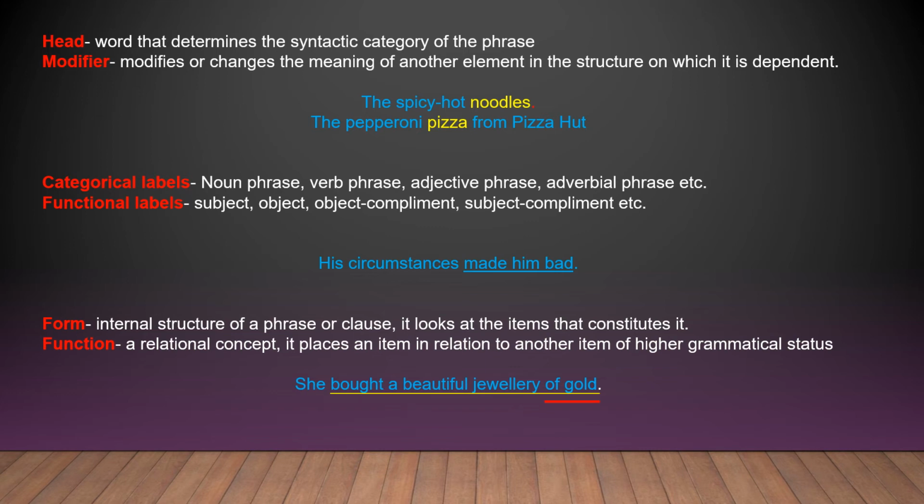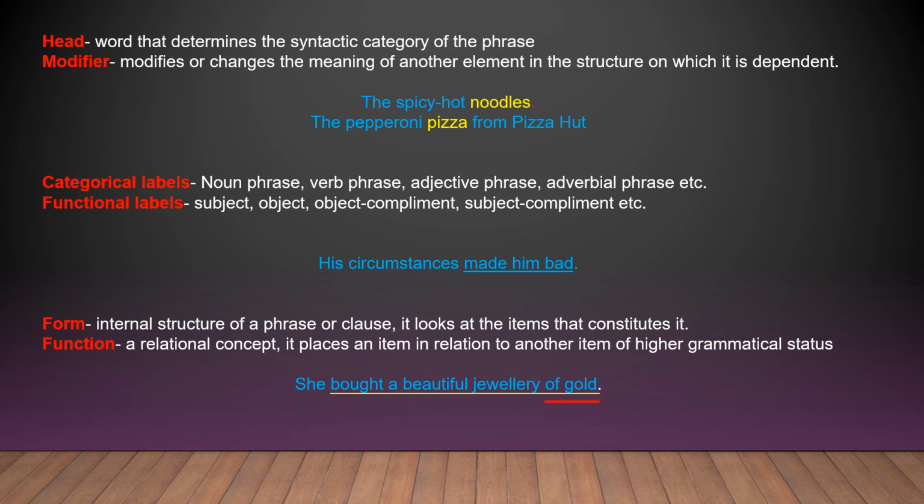So noodles is the head and the spicy hot is modifying the head, that's why it is a modifier, and it is in front of the noodles, it is preceding the head, that's why it is a pre-modifier.